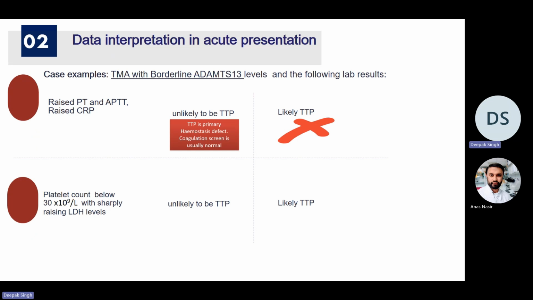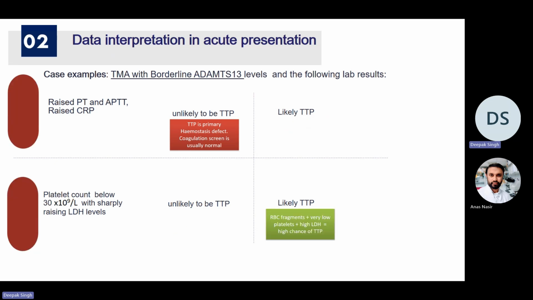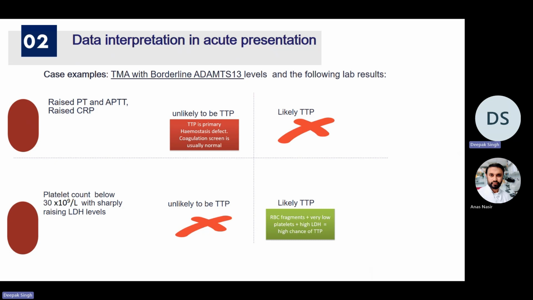And conversely, if you had a low platelet count with sharply rising LDH, is this likely to be TTP or unlikely to be TTP? Even if you have borderline results, the answer would be that it's most likely to be TTP. Okay, so this is an example of how you can use common markers in conjunction with your ADAMTS13 to make the right decision.